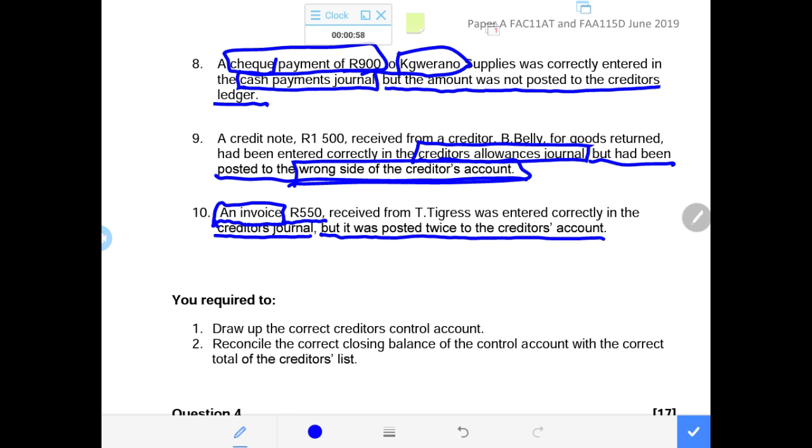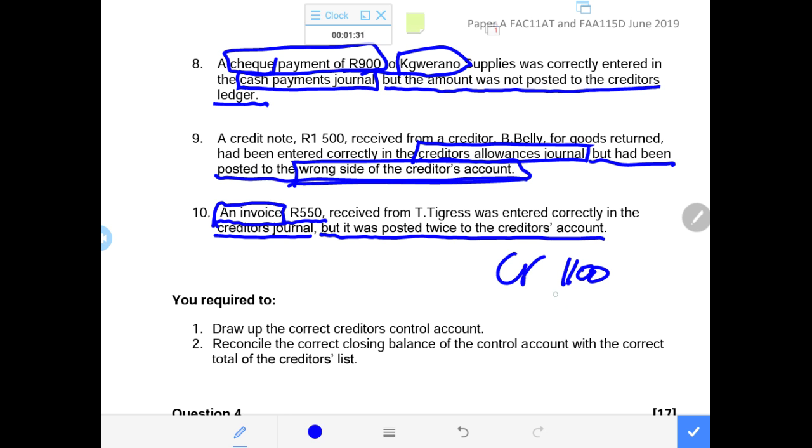Remember, this was the invoice. Invoice means we buy on credit. If we buy on credit, we record on the credit side of the creditors account, and the creditors control is on the credit side. So on the credit side, they have recorded the amount as 1,100. That is twice on the credit side. Is it on the right side? Yes. Is the amount correct? No, the amount is doubled, but it's on the correct side.